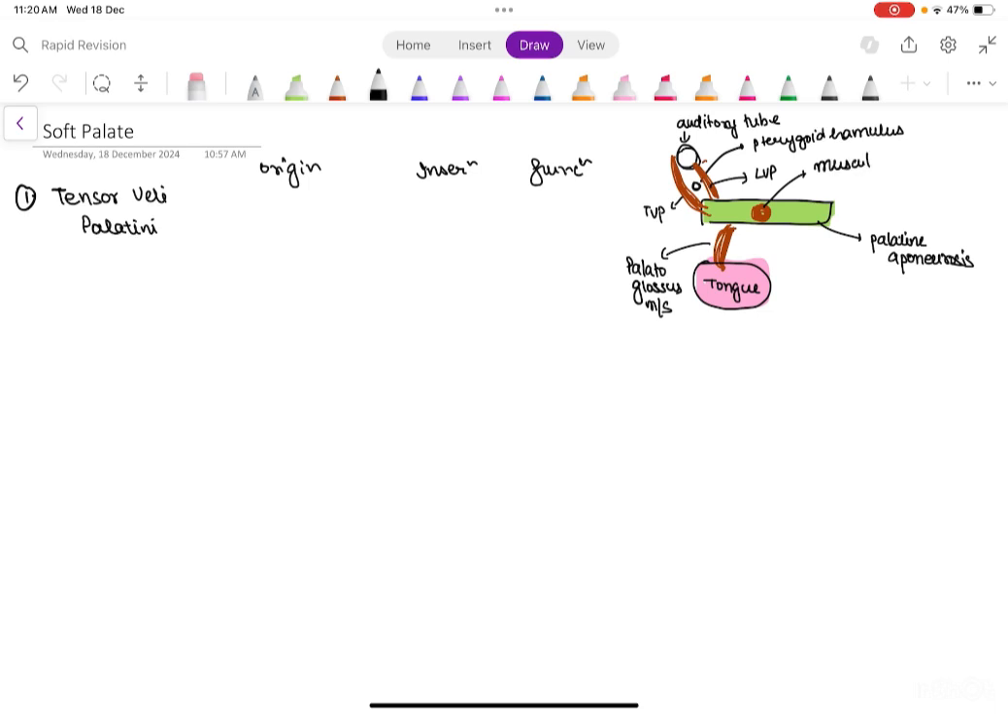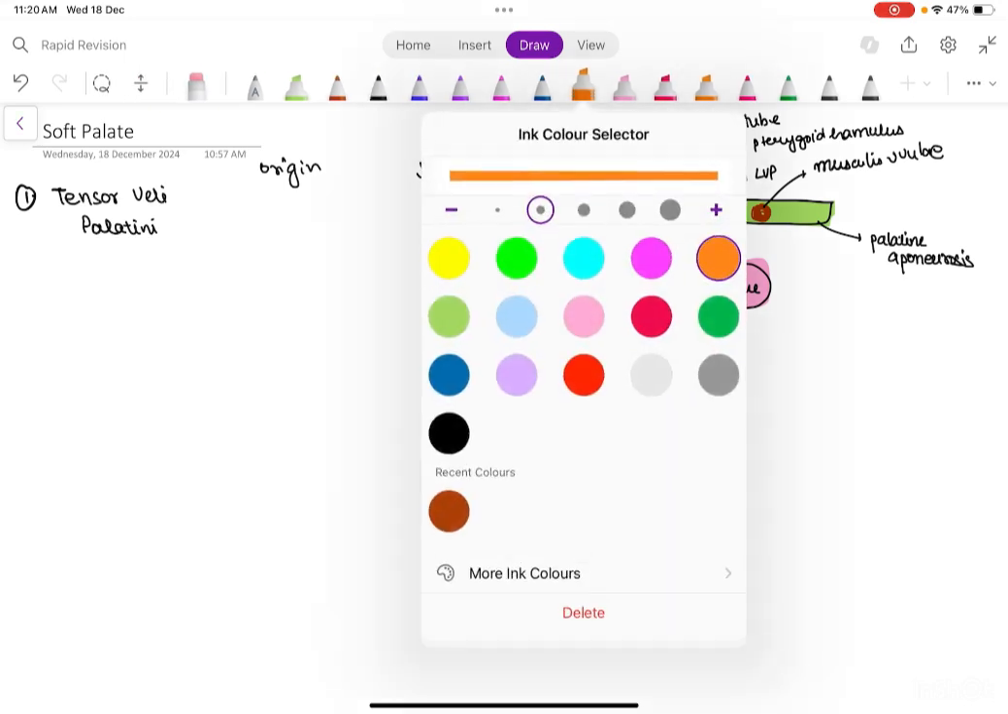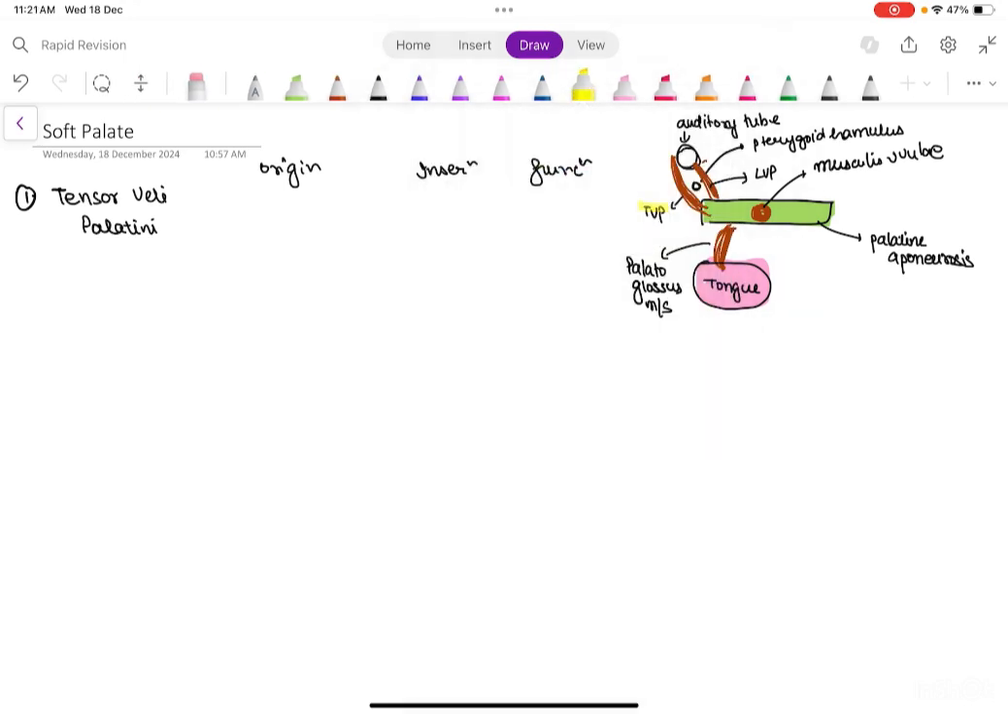Then we have one muscle in the aponeurosis, which is musculus uvulae. Then we have one more muscle, the palatopharyngeus, which I will tell you about afterwards. So now, as you know, there are 5 muscles: tensor veli palatini, levator veli palatini, palatoglossus muscle, palatopharyngeus, which I will draw, and musculus uvulae. First of all, from the diagram only you can understand the tensor veli palatini.